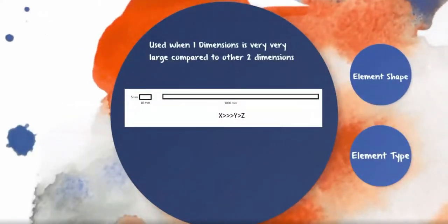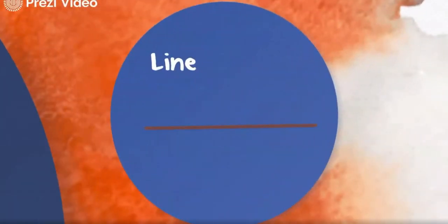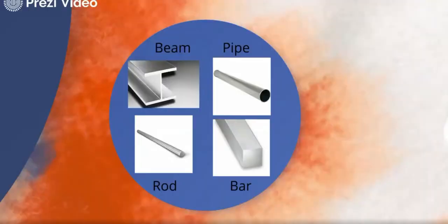One dimension elements. We use one dimension when we are not interested in the results of the other two dimensions. Element shape is line element, and the element type is beam, pipe, rod or bar. These components can also be solved by using 2D and 3D, but the results are negligible as compared to the main dimension.